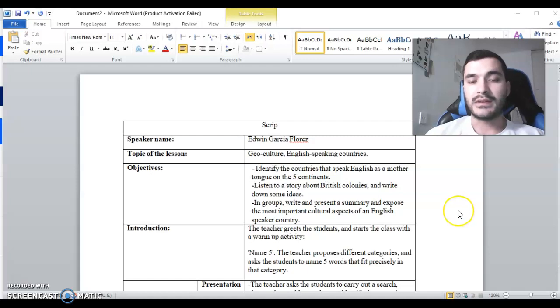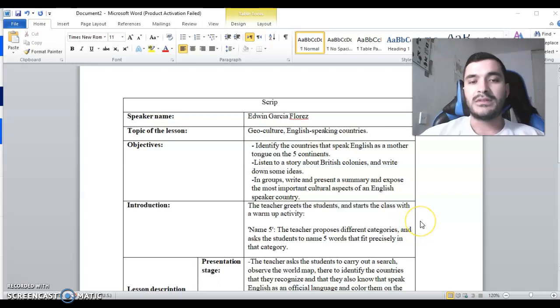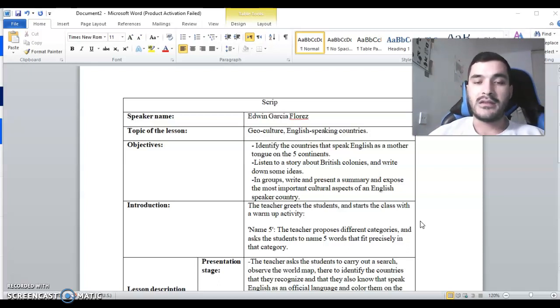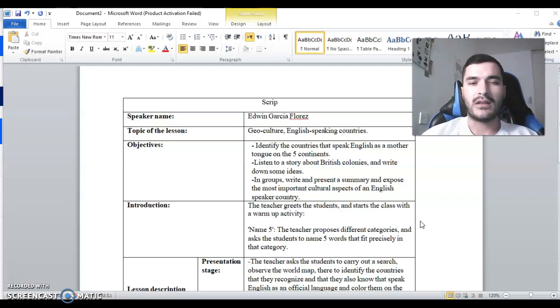And I chose a topic about geoculture and English-speaking countries. So the objective of this activity is to identify the countries that speak English as a mother tongue around the five continents. And then students will listen about British colonies and they will write down some ideas. And to finish, they will write and present a summary and expose the most important cultural aspects of an English-speaking country.